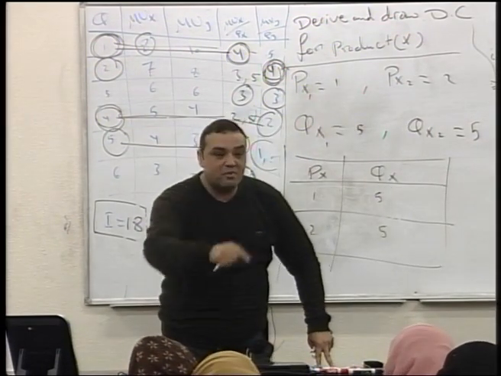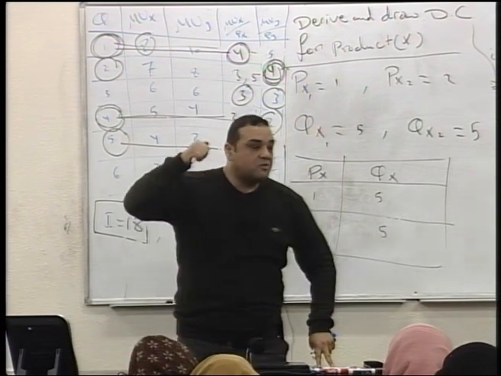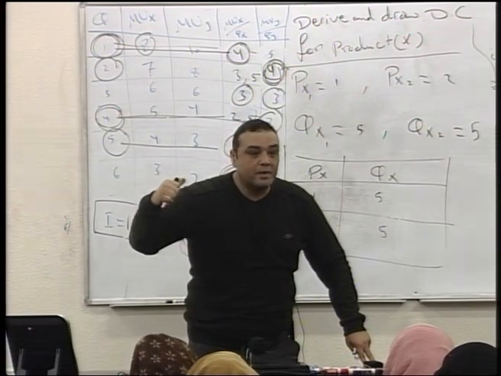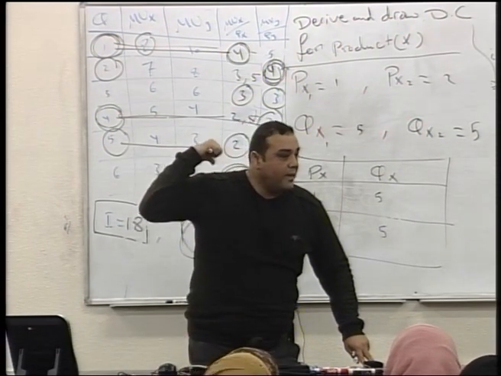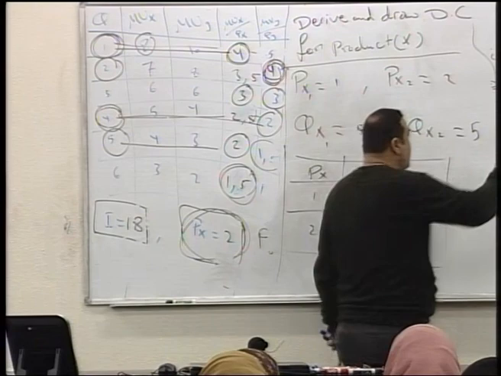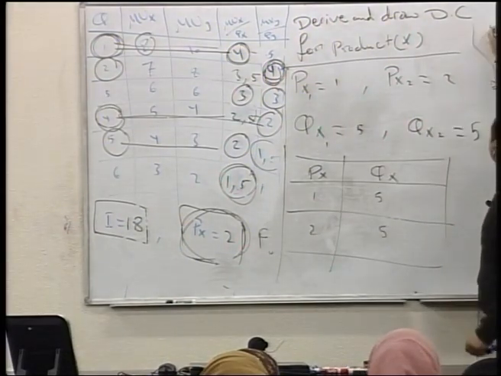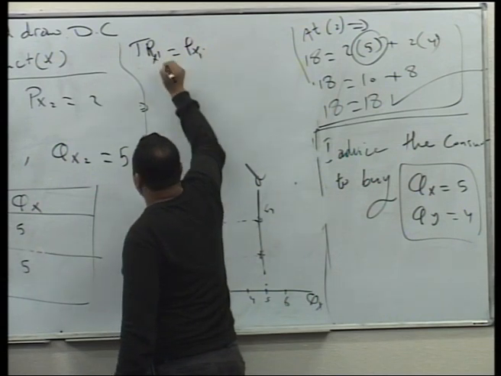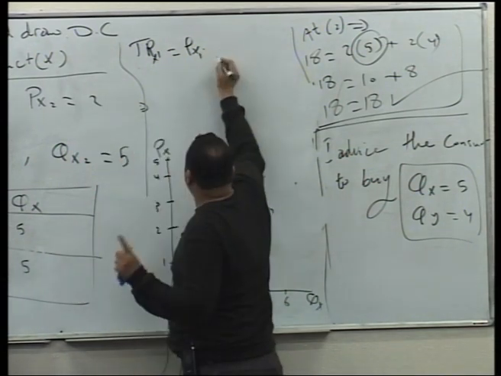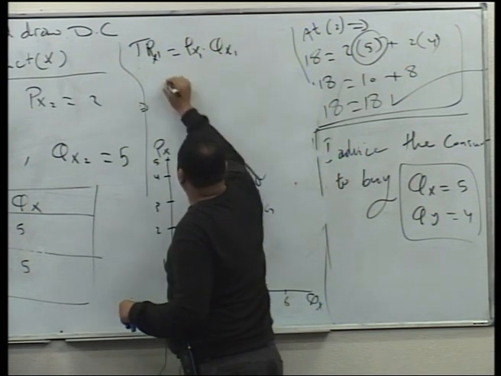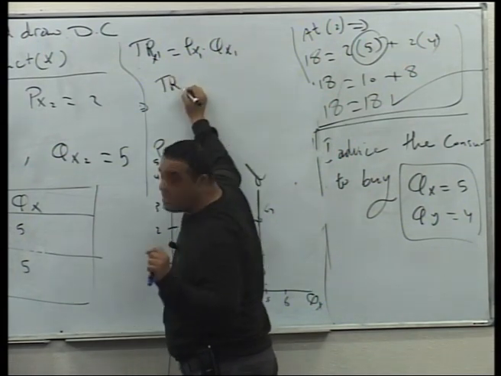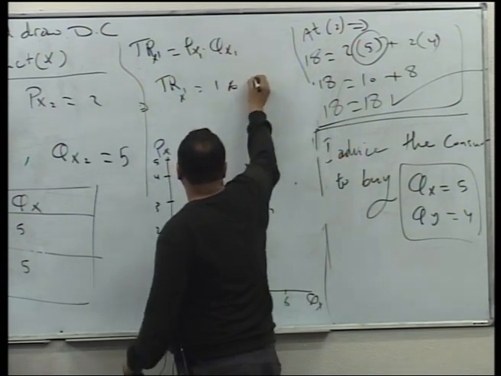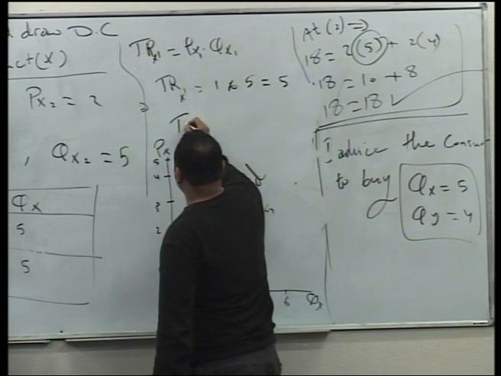Calculate the total revenue before and after the change, or the total revenue generated from X when the price was 1 and 2. So the total revenue generated for the producer, total revenue 1 equals the price of X1 times the quantity of X1. So total revenue before changes in prices equals 1 times the quantity consumed, 5. Total revenue 2.